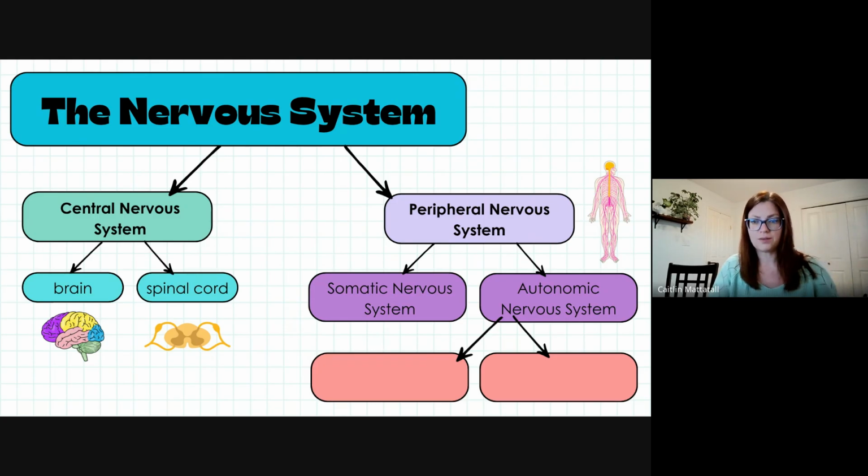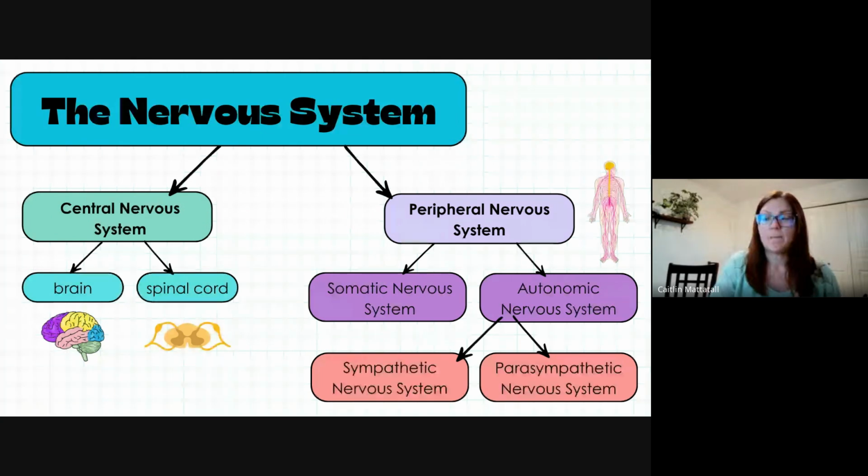So somatic, we have control. Autonomic, we don't. And the autonomic nervous system, because we don't have this control, it is a little bit more complicated. And that's where our final two subdivisions are going to come in, where we have our parasympathetic nervous system.